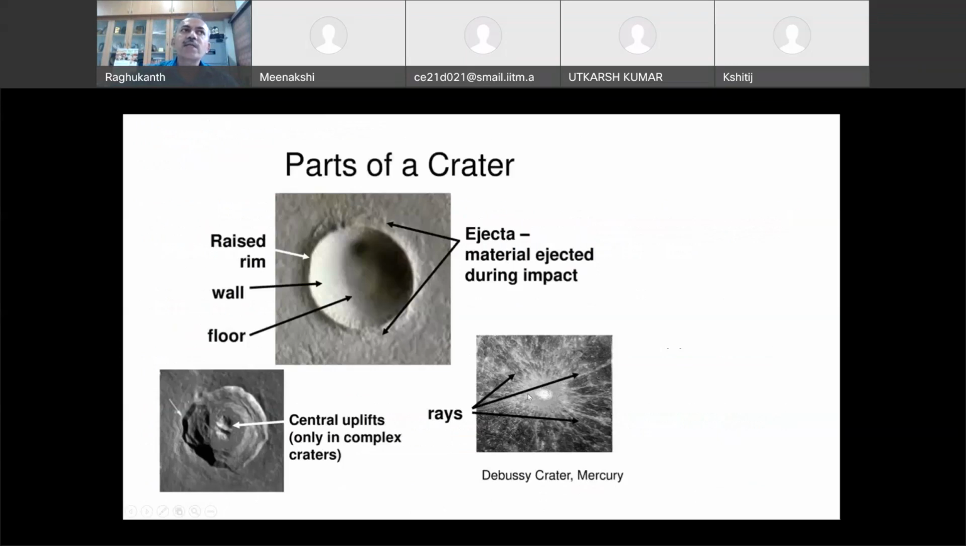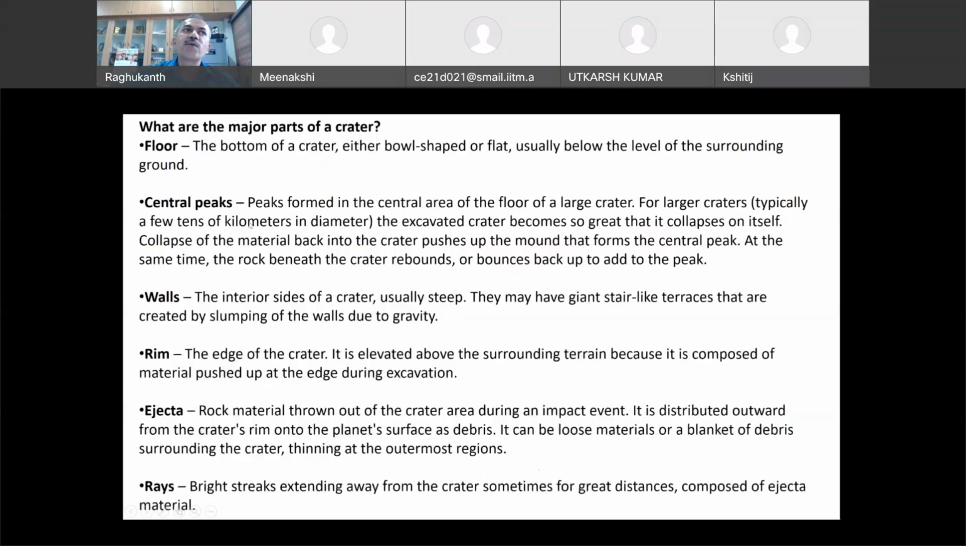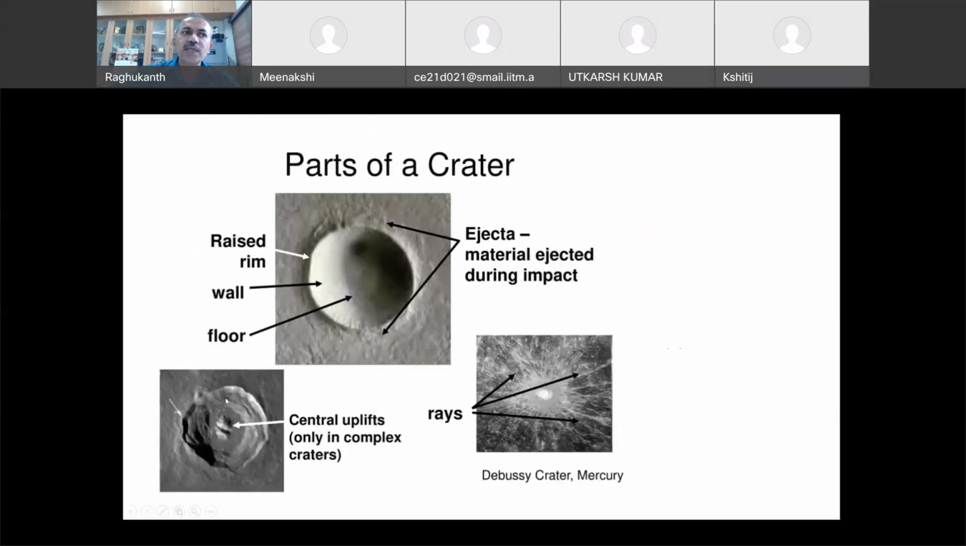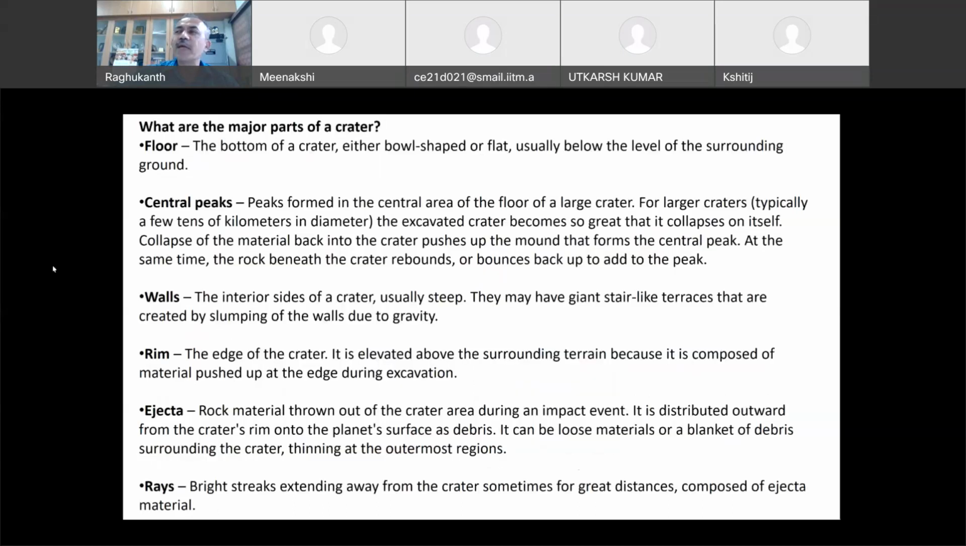And then some craters, the complex craters, you will see the central peaks also. You will see a peak which forms in the central area of the floors of large craters. So this happens in very large craters. You will see in the center an elevated region, only in this type of complex crater. So we call this the central peak. These words are used.